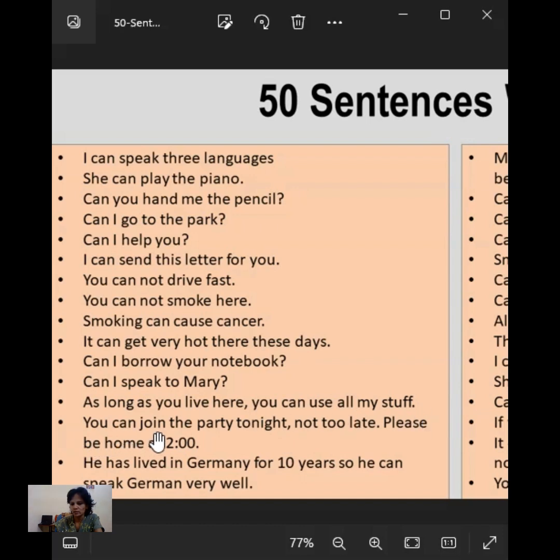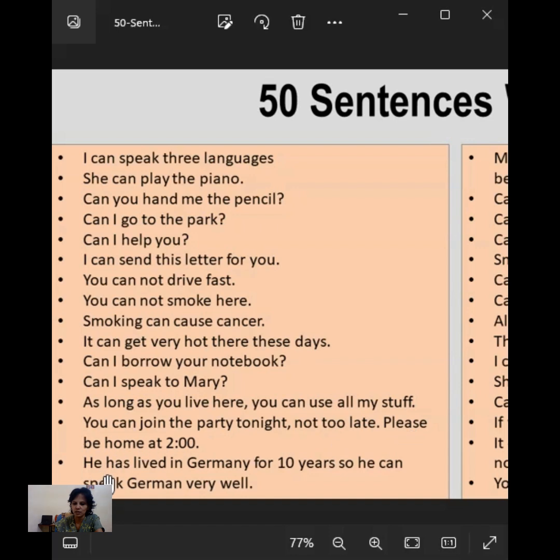And the next one, you can join the party tonight. Not too late. Please be home at 2 p.m. You got permission to join the party during the night time, but you should be back home at 2 p.m. You are not allowed after 2 p.m. You should get back home by 2 o'clock. You are allowed to join the party, but you should be back at 2 p.m. That is what it means.